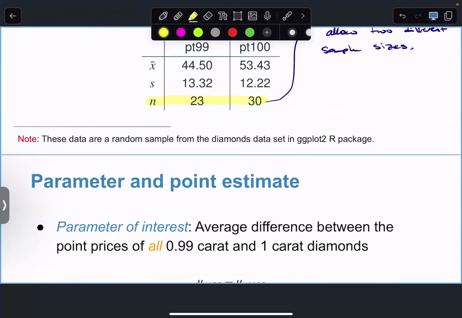I'll also highlight that these data are a random sample. That's important for the independence condition later, right? We have to have a random sample, but now each of these samples has to be randomly selected because they each have to be independent within, but also independent between, because I'm saying they're 2 independent samples.